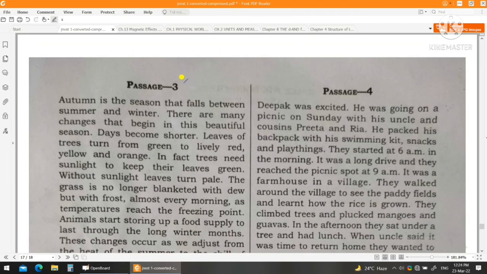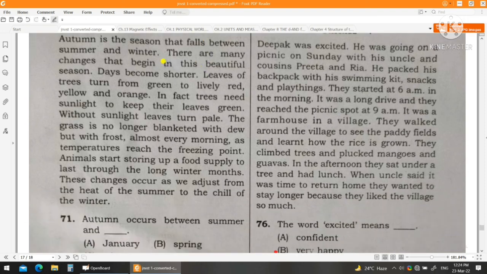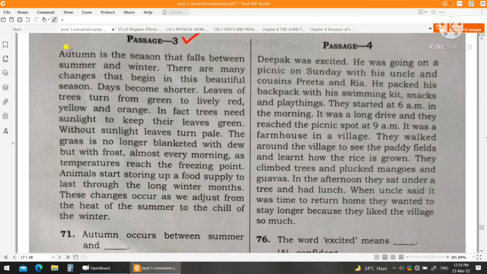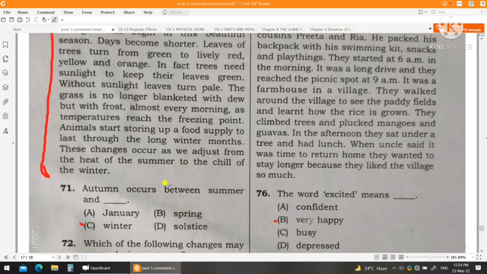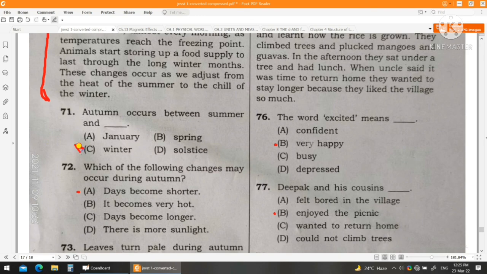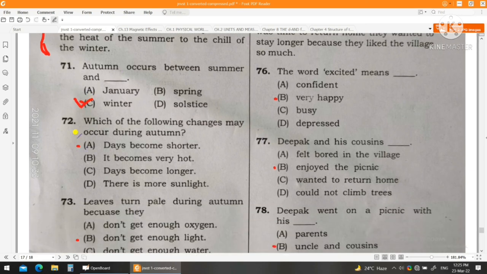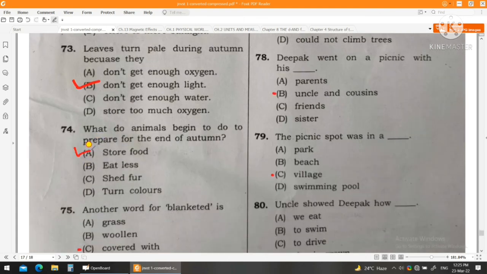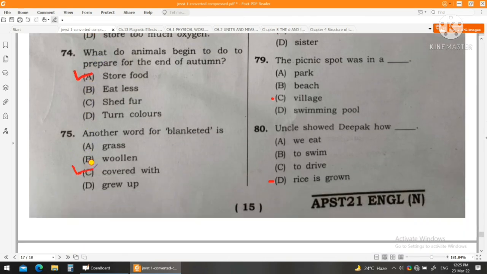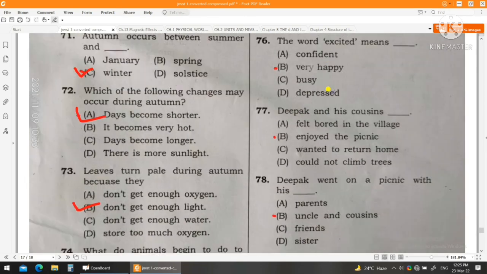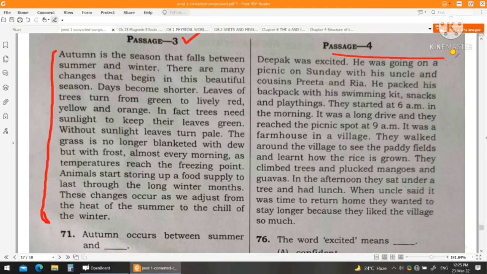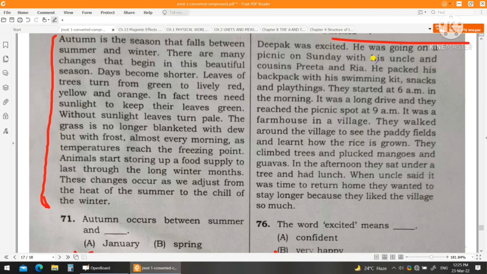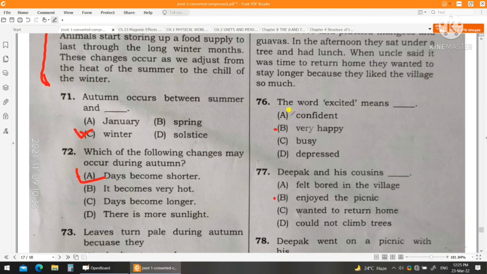In the next page, passage 3, again I am saying that all the passages you have to read carefully, thoroughly, and then answer the related questions. So question number 71, option C, 72, option A, 73, option B, 74, option A, and finally 75, option C.